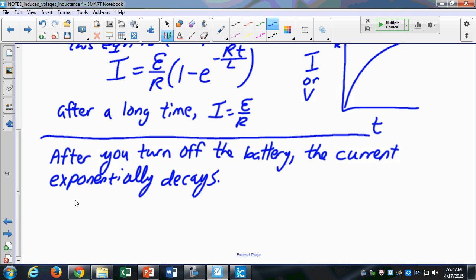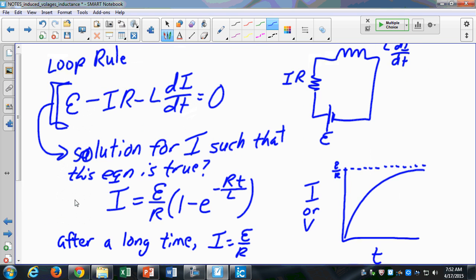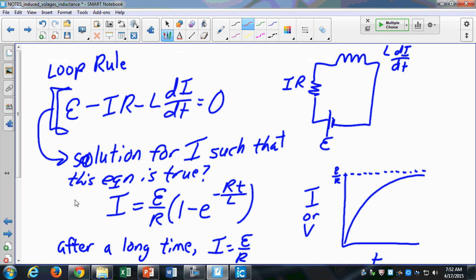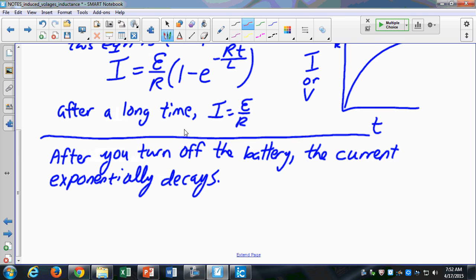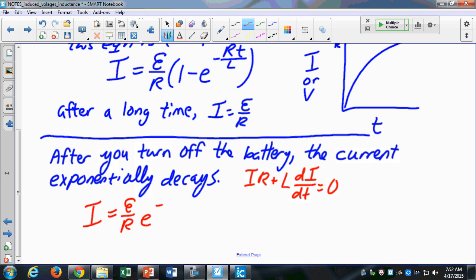Right, so you could go back to that loop rule, and if I just get rid of E, the EMF of the battery, so I come back to this up here. Now if I take out this, then I want to know, well, what is a solution of this that will make this equation true? This IR plus L di dt equal to 0. And the function for I that causes this to be true looks like this. E over R times e to the minus t over tau.